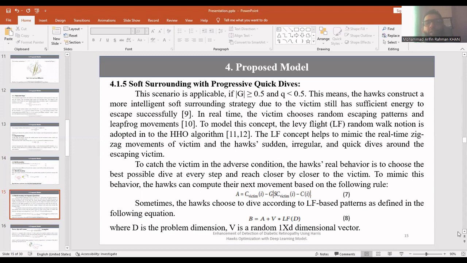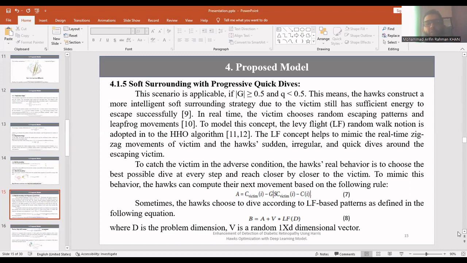To model this concept, the leapfrog random walk notation is adapted into the HHO algorithm. The LF concept helps to mimic the real-time zigzag movements of the victim and the hawk's sudden, irregular and quick dives around the escaping victim. To catch the victim in the adverse condition, the hawk's real behavior is to choose the best possible dive at every step and reach closer to the victim. To mimic this behavior, the hawks can compute their next movement based on the following rule by using equation 7.